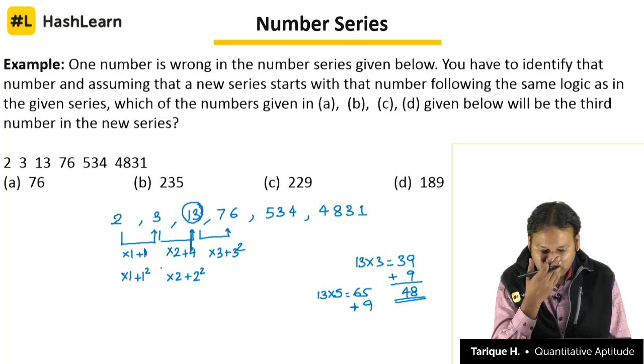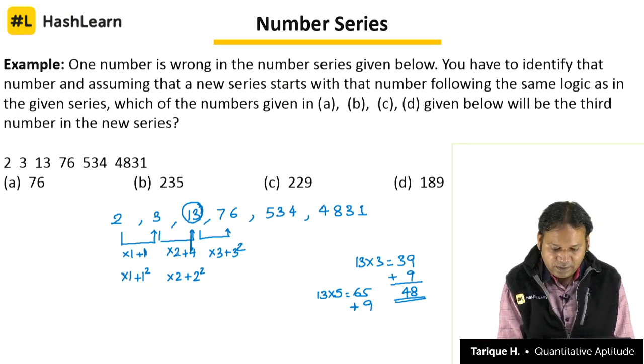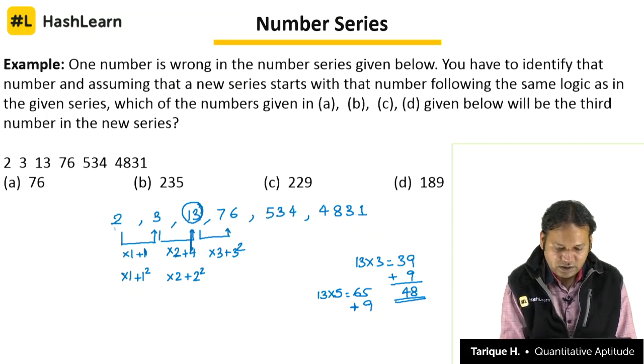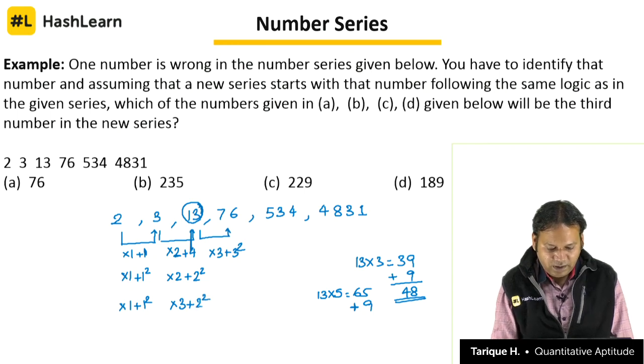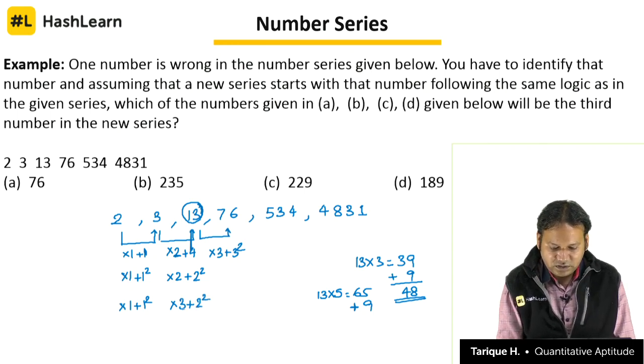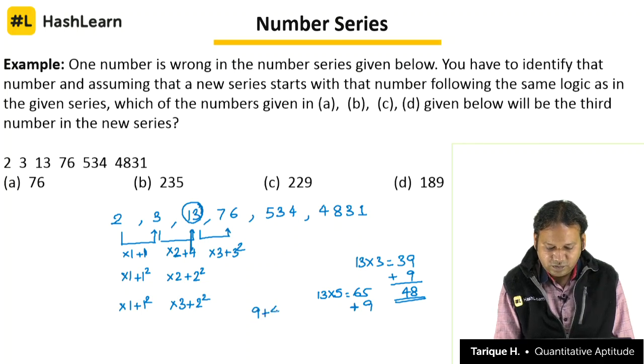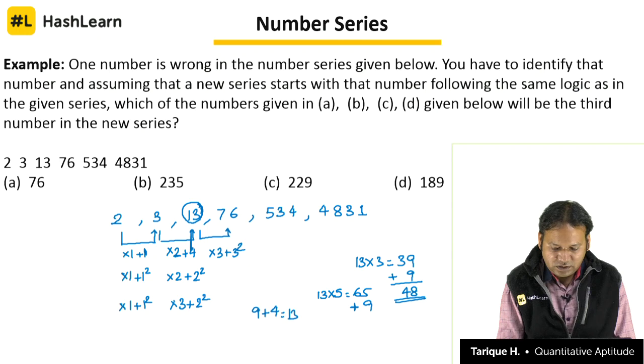2 into 1 plus 1 square, 3 into 3, okay, let's see, 2 into 1 plus 1 square, 3 into 3 plus 2 square. If I try this one, can this be the right answer? So 3 into 3 is 9, 9 plus 4 is 13. So this also can be one of the logic.